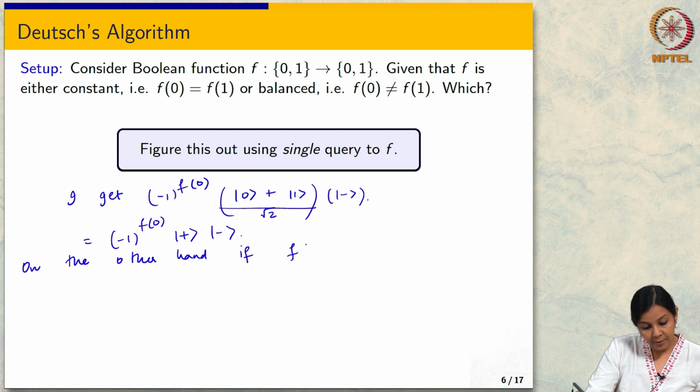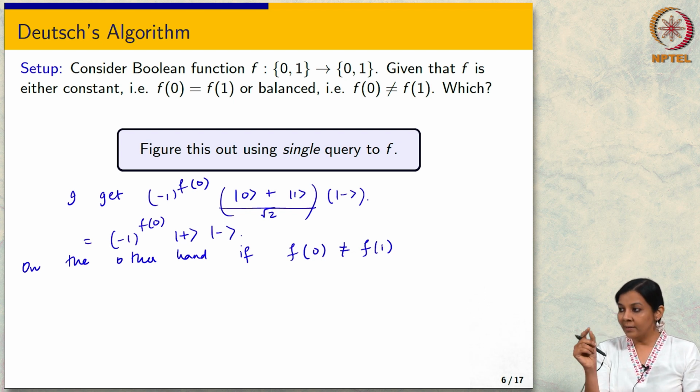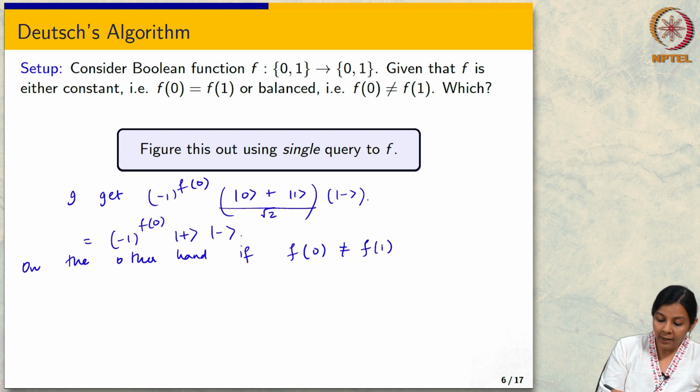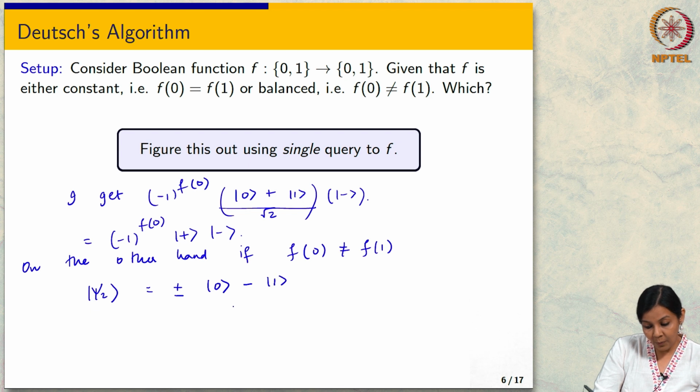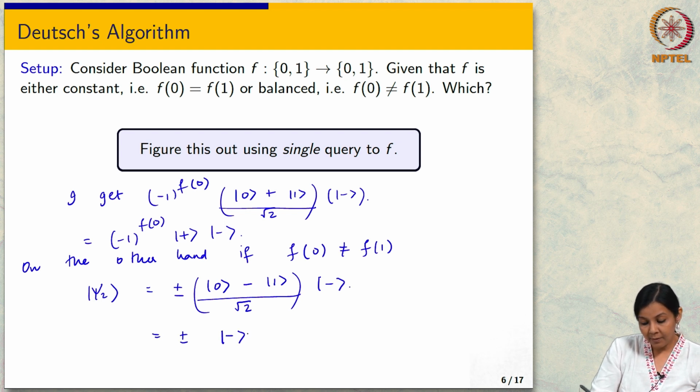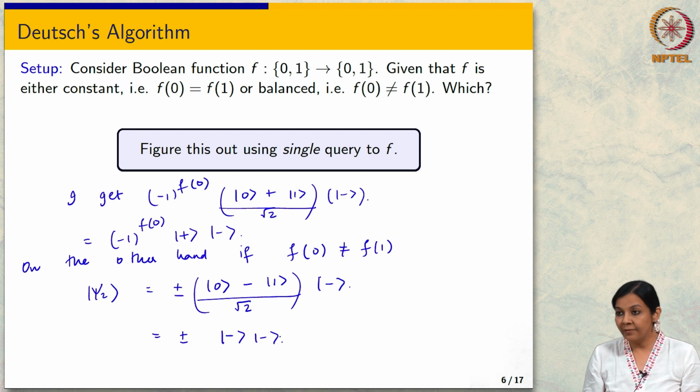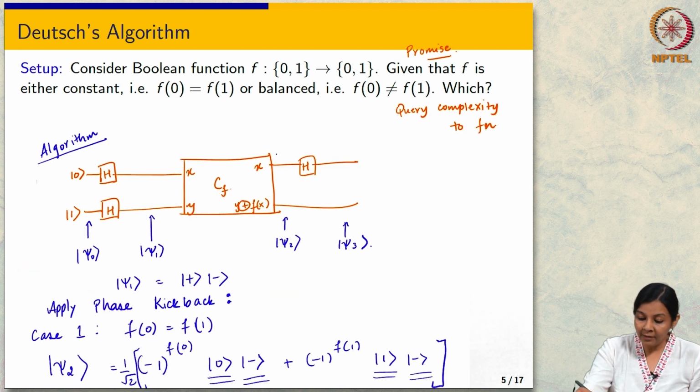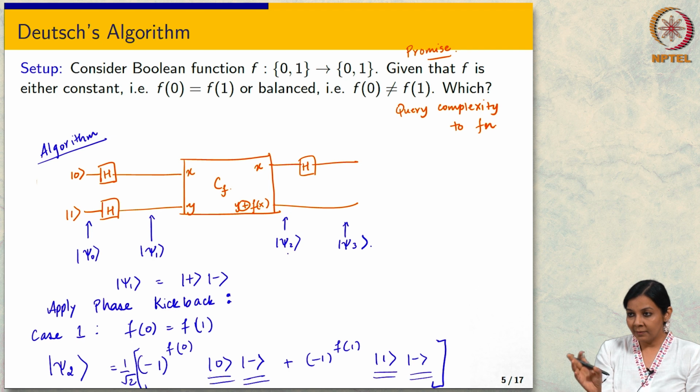Okay, now on the other hand, if f(0) is not equal to f(1), then one sign will flip. So I will get psi 2 as plus or minus (|0⟩ - |1⟩) over root 2, minus. So this is nothing but plus or minus, minus minus. Everyone agrees? And now go back to the algorithm. This is psi 2 that we are talking about, after the function evaluation. So I got plus minus or minus minus, up to some sign.